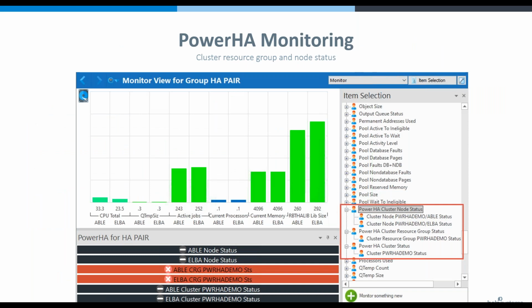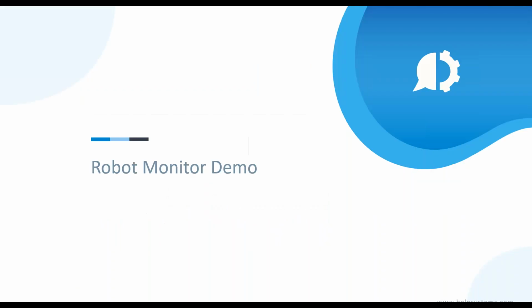And likewise, Power HA monitoring is integrated into Robot Monitor. So if, for instance, your cluster resource group comes down, we could tell you about that. So Tom, let's do a live demo of this technology.